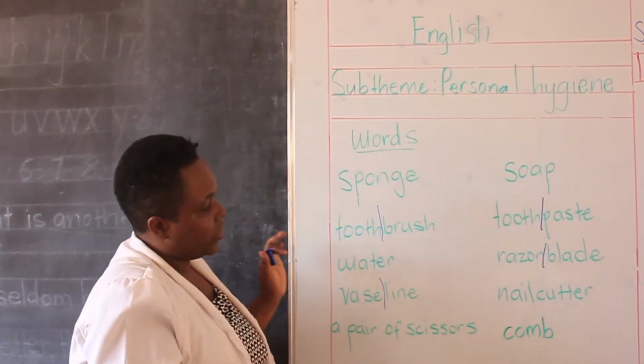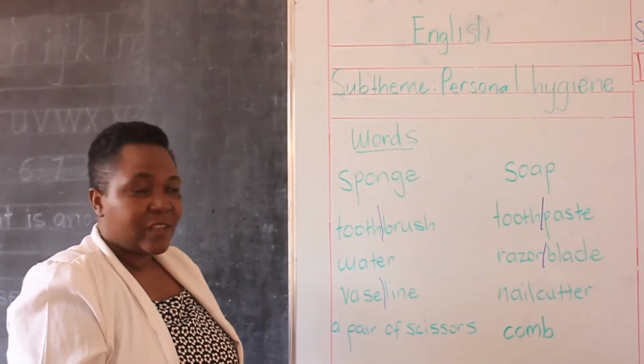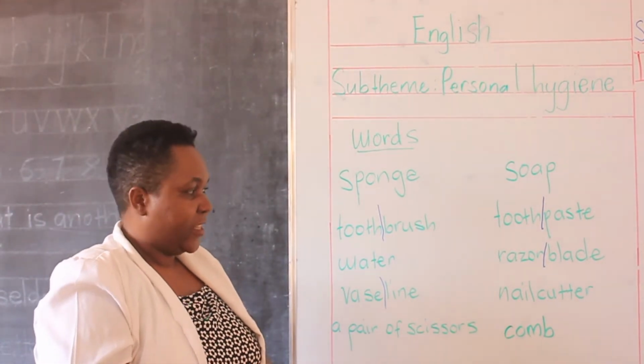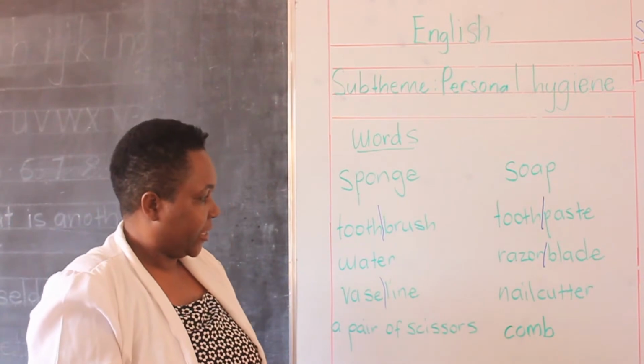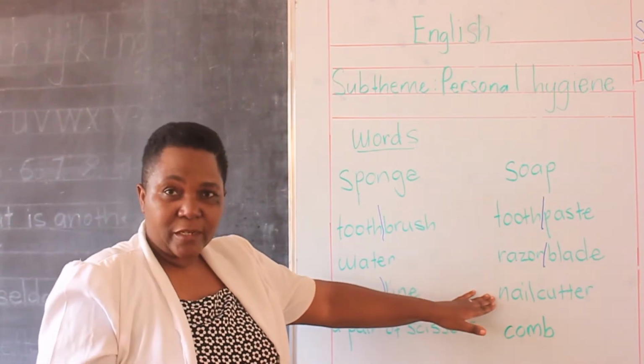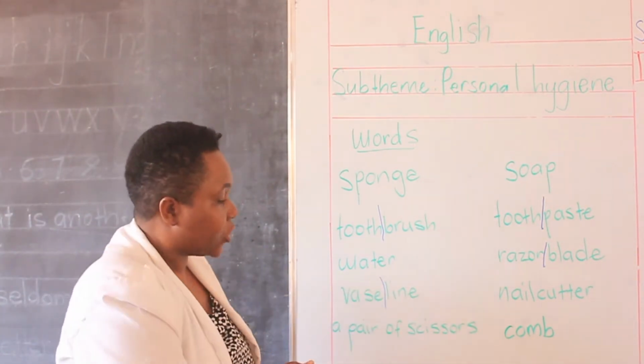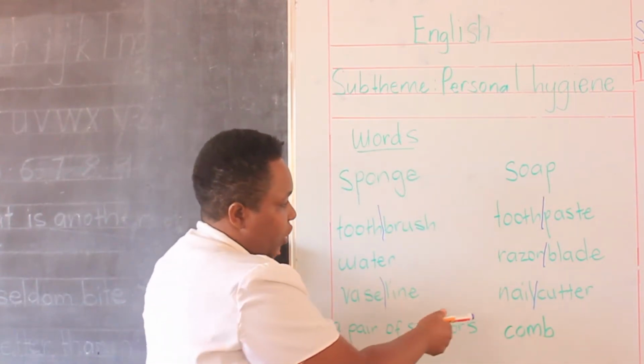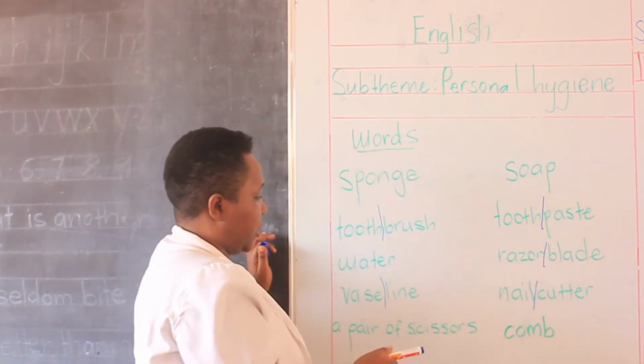Razor blade is also a compound word because it has two words, razor and blade. Now, the word razor blade is R-A-Z-O-R-B-L-A-D-E. We have a nail cutter, which is also a compound word because it has two words in it, nail and cutter. Nail cutter. And the last one is comb.